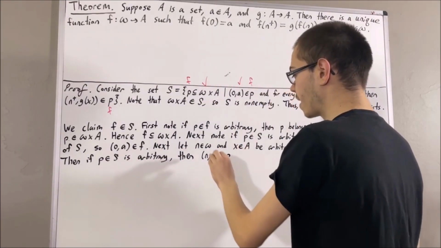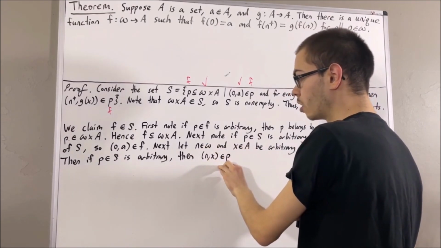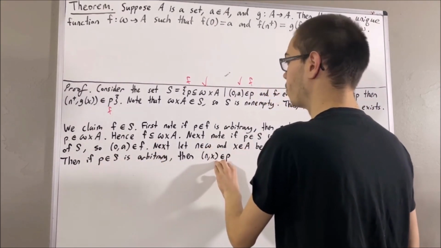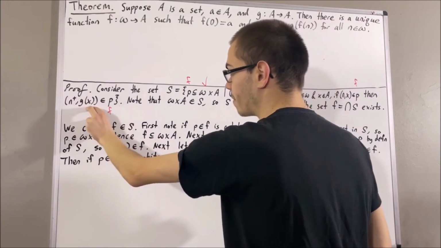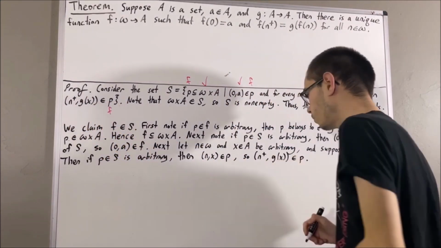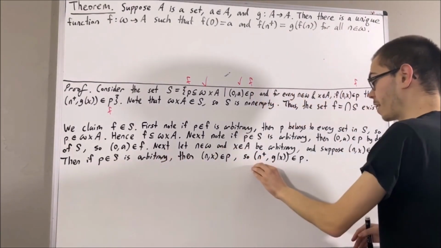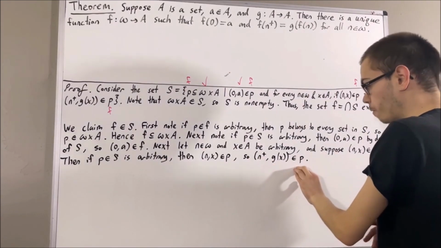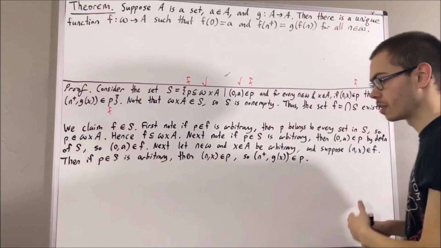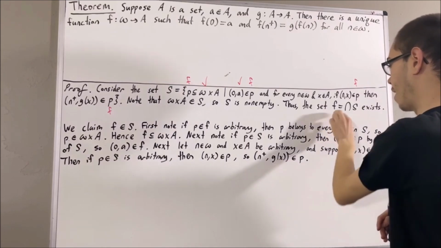But then, from the fact that n is a natural number, x is an element of A, and n comma x is an element of P, since P is an element of S, these three facts imply the successor of n comma g of x is an element of P. So this shows if P is any arbitrary element of S, then the successor of n comma g of x is an element of P. And therefore, the successor of n comma g of x belongs to every set in S. And therefore, the successor of n comma g of x belongs to F.